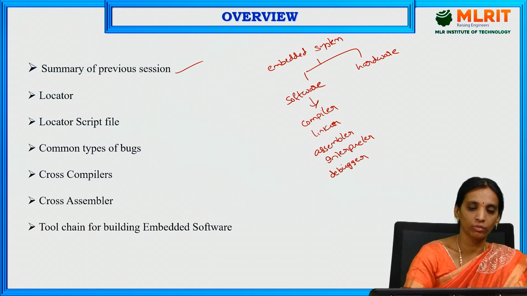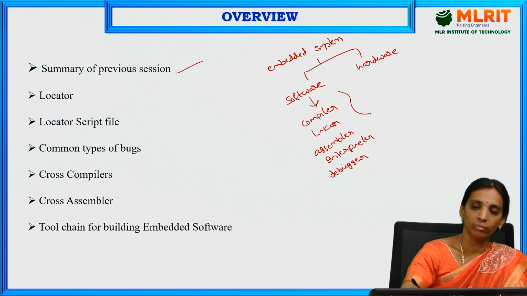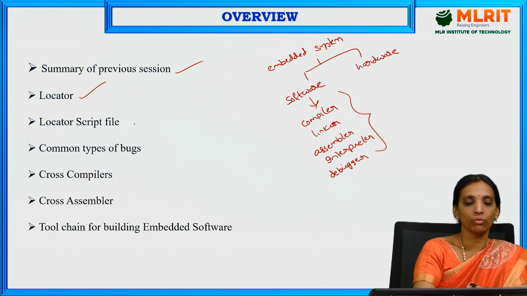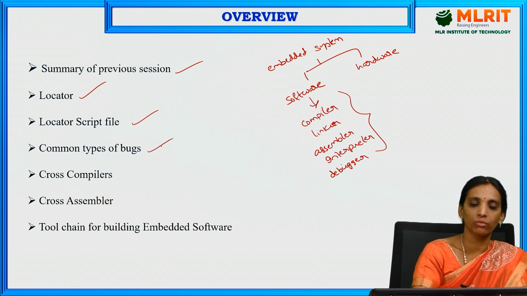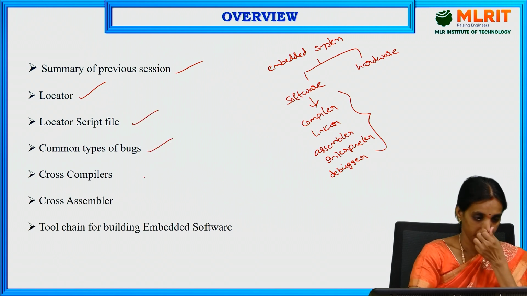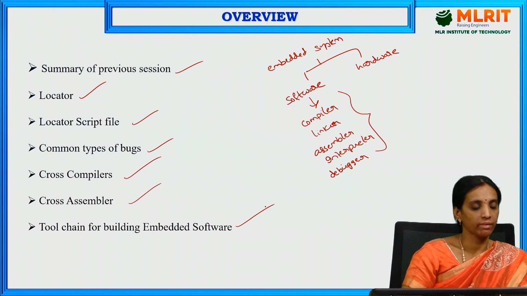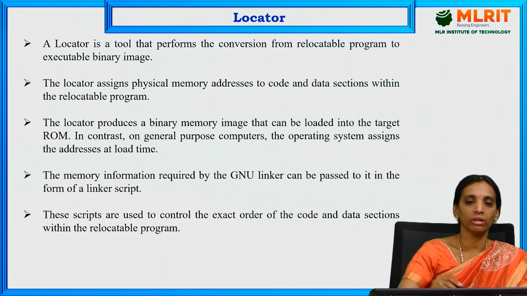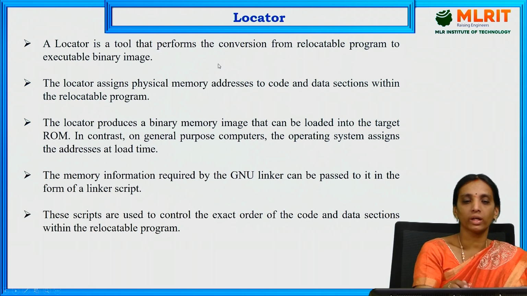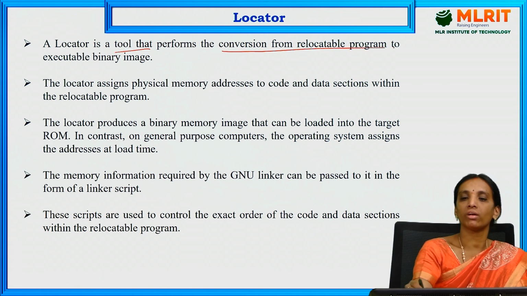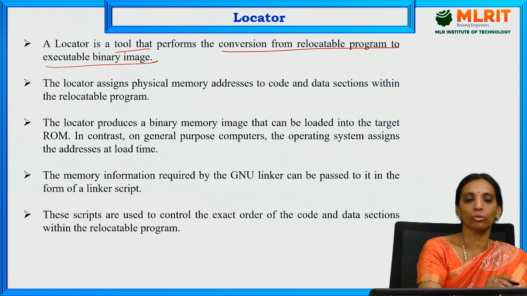Now we are going to discuss some other tools in the same embedded software tools. The first one is the locator, and how we can use the locator, the common types of bugs used for debugger, and cross compiler, cross assembler, and tool chains for embedded software. Now going to the present session, the first one is locator. A locator is a tool that performs the conversion from a relocatable program to an executable binary image.